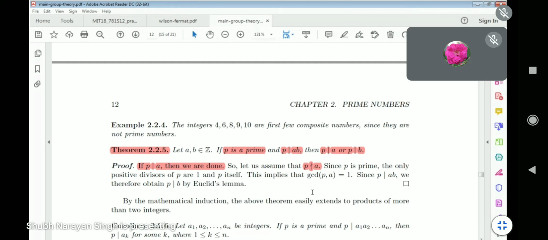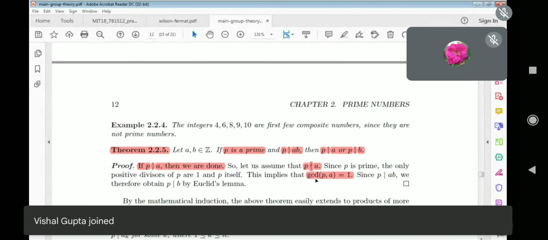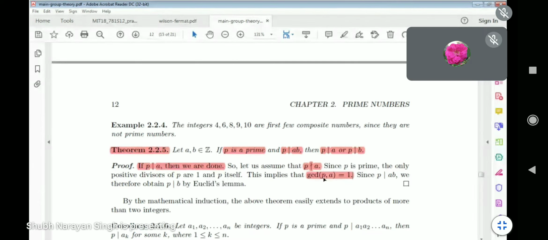And see, p is a prime number, and that means the only positive divisors of p are 1 and p. That means GCD of p and a is equal to 1. Because p is a prime number, we cannot get any factor except 1 and p, and p does not divide a by assumption. That means GCD of p and a is equal to 1. And see, this is the next information we have, that p divides ab.